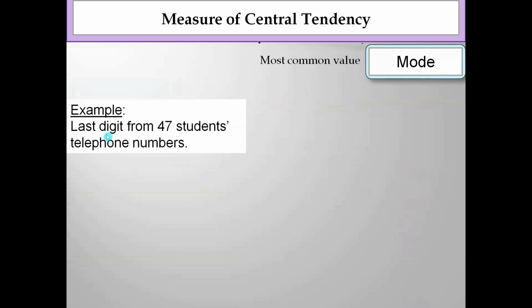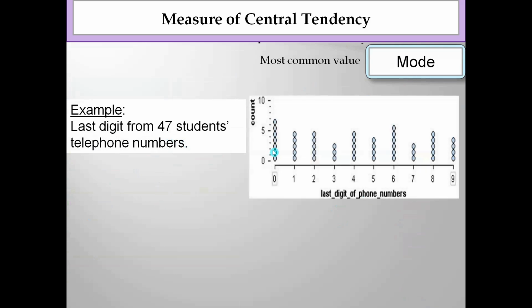Again, let's look at our last digit from 47 students' phone numbers. In this list of values, we can see that the number that shows up the most in our distribution is 0. So the mode is equal to 0. There are 7 zeros, and there is no other number that is equal to or greater than 7. To remind ourselves, it is possible to have more than one mode as long as the counts are equal.